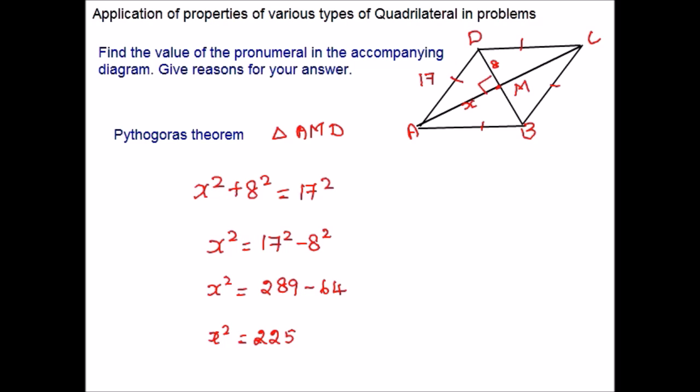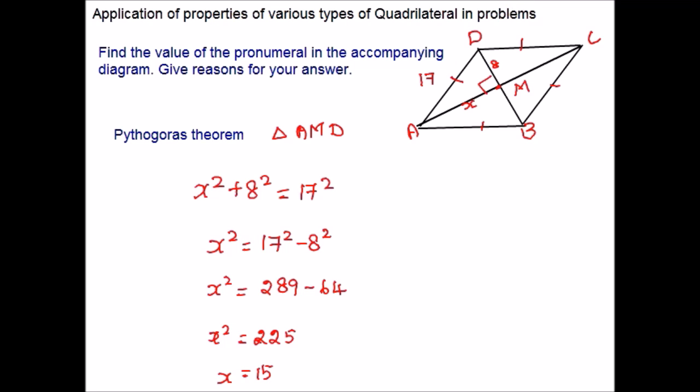To find the x value, I am going to take the square root on both sides of the equation. Please remember, whatever operation you are doing on one side of the equation, you have to do the same thing on the other side of the equation too. Only then will the equations be balanced, or you may end up with the wrong answer.